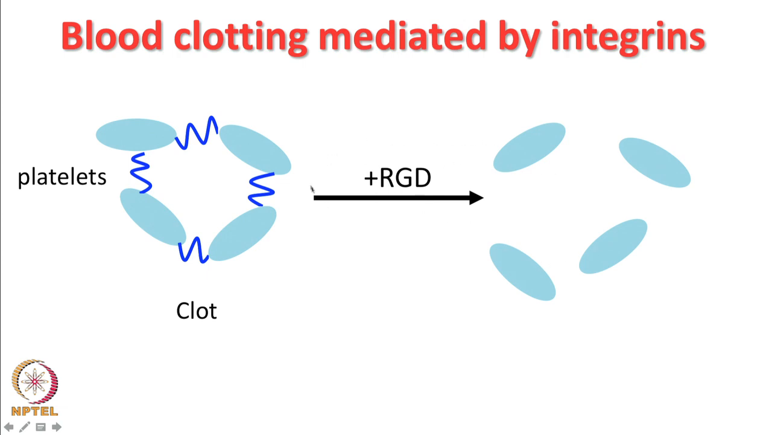Why is that? Because the affinity of RGD for alpha 2b beta 3 is much higher than the affinity of alpha 2b beta 3 towards fibrinogen. As a consequence, because of competitive unbinding, the clot will fall apart. So, in a sense blood clotting is mediated by integrins, and integrins are central to so many different functions. Let us look at another focal adhesion protein.